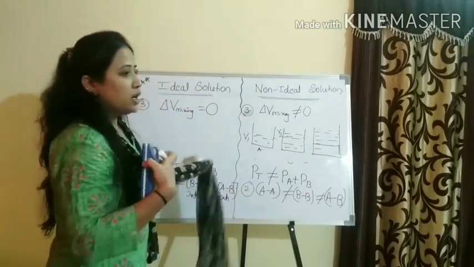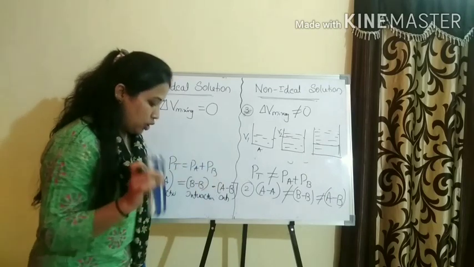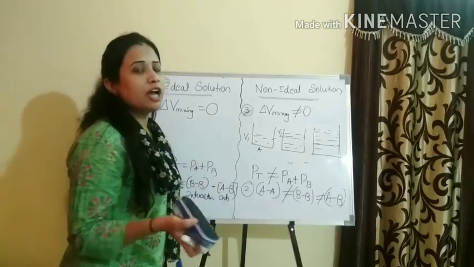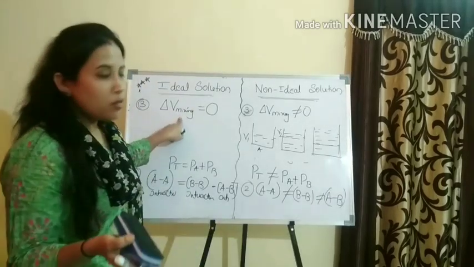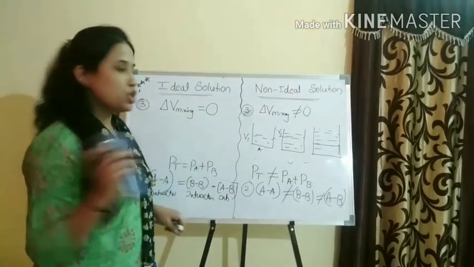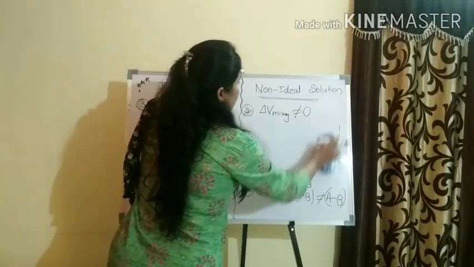For you people, a 1 mark question might appear in Part A: what is the value of delta V for the ideal solution? What are you going to say? It remains the same, or it is equal to 0. Such types of questions will appear. So this is the third difference.